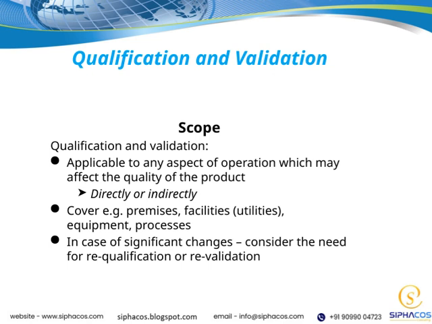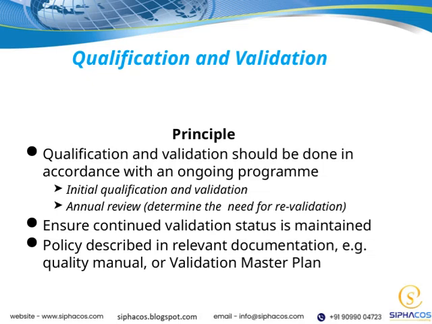When it comes to qualification and validation, it's essential to remember that these activities should be part of an ongoing program. This means they're not a one-time event, but a continuous process that supports quality assurance over time. Initially, we perform thorough qualification and validation to establish that systems and processes meet the required standards from the start. But it doesn't stop there. We need to regularly review and assess these validations through an annual review. This helps us determine if revalidation is necessary, especially if there have been changes or updates.